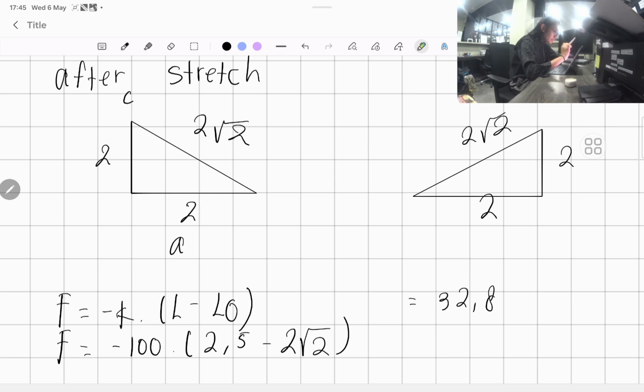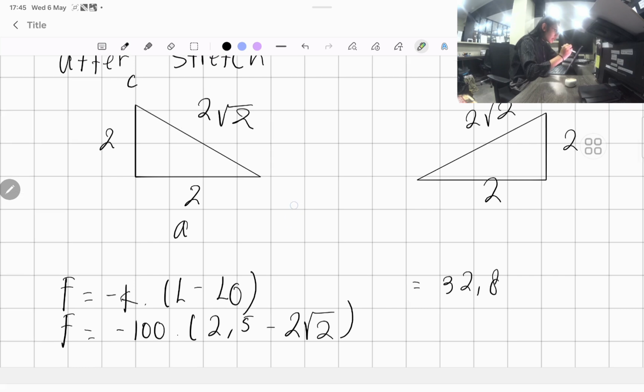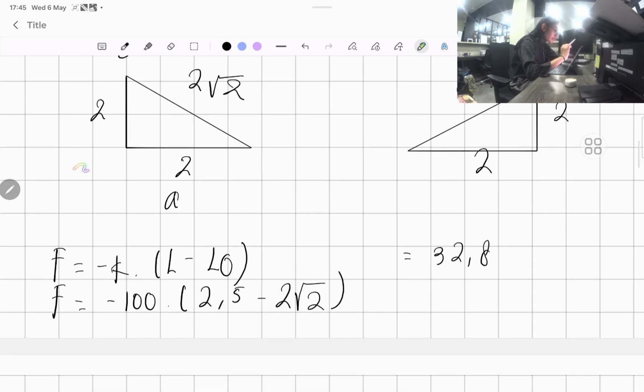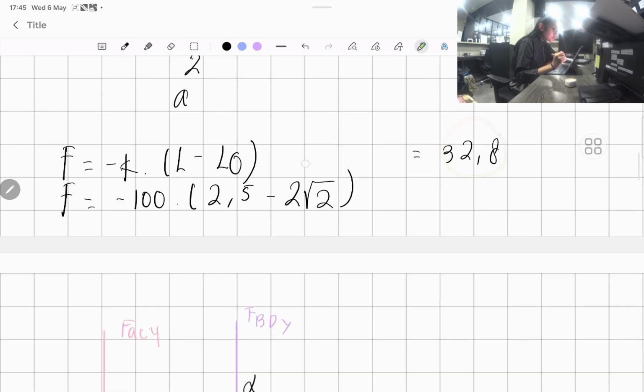After we have found both the initial length and the length after the stretch, we can find the force of the spring. The formula of the force is negative constant times x, where x is the length minus the initial length. All we have to do is plug in the numbers and the result will be 32.8.